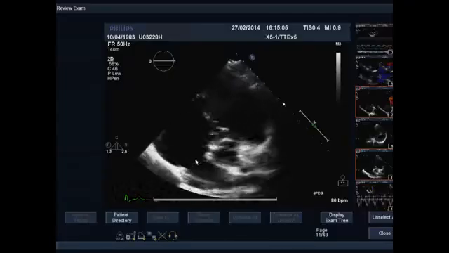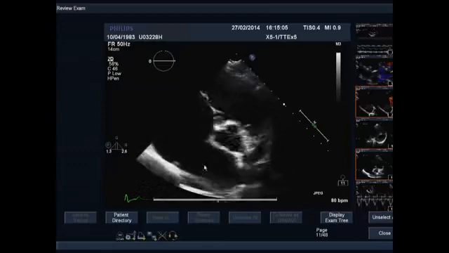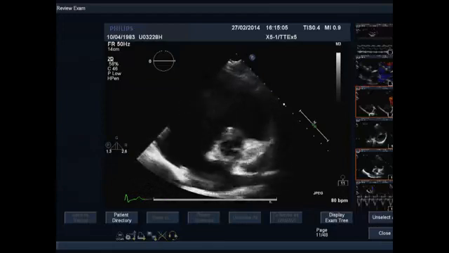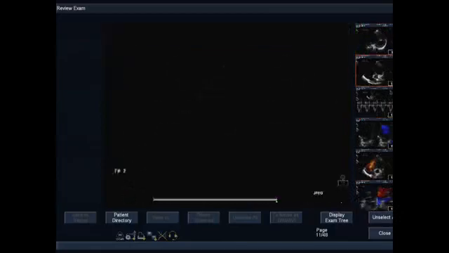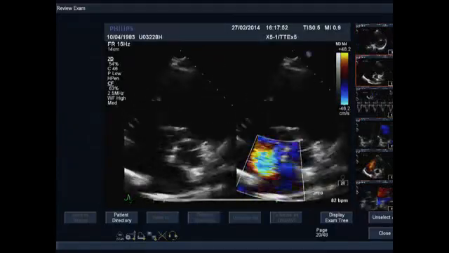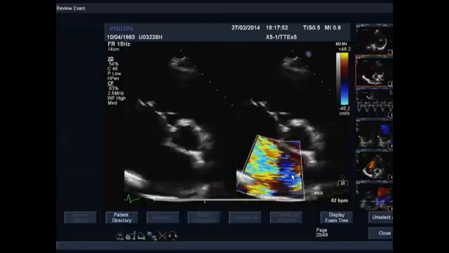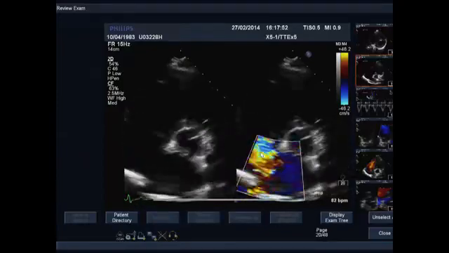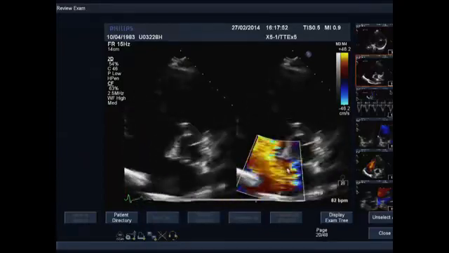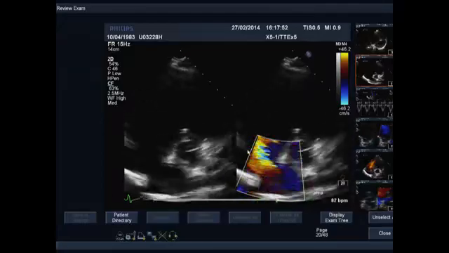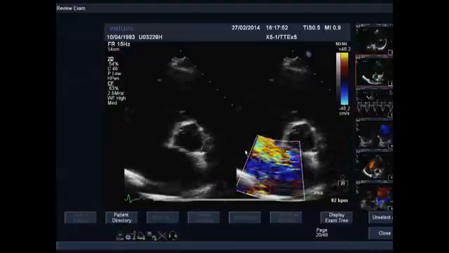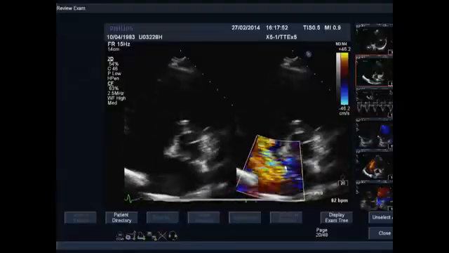What is important at this level is to put some color Doppler, in exactly the same probe position. So I just turn the color Doppler on and look at the flow. It's important to look at the direction. You see that it's mainly a red flow, which means the flow goes from the left atrium to the right atrium. In the opposite case, if you have severe pulmonary hypertension or Eisenmenger syndrome, you will have the flow in the opposite direction, and it will be mainly blue.